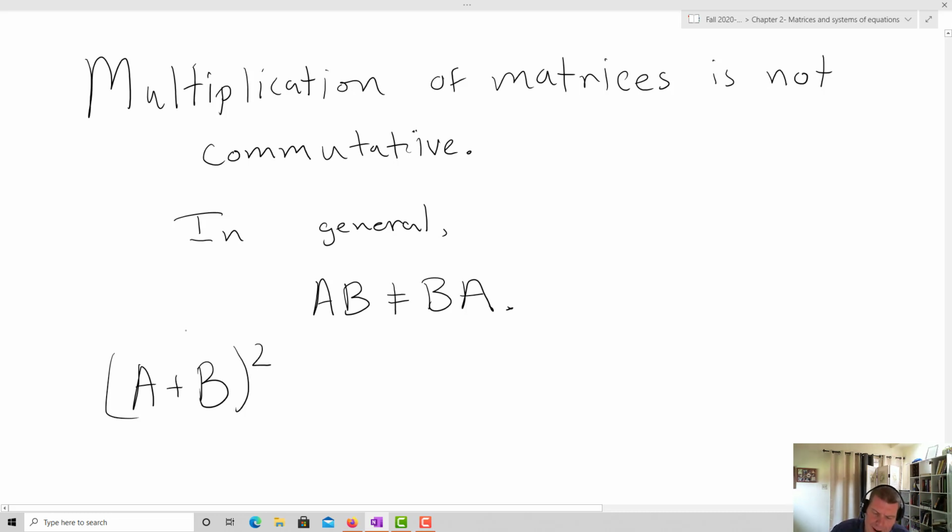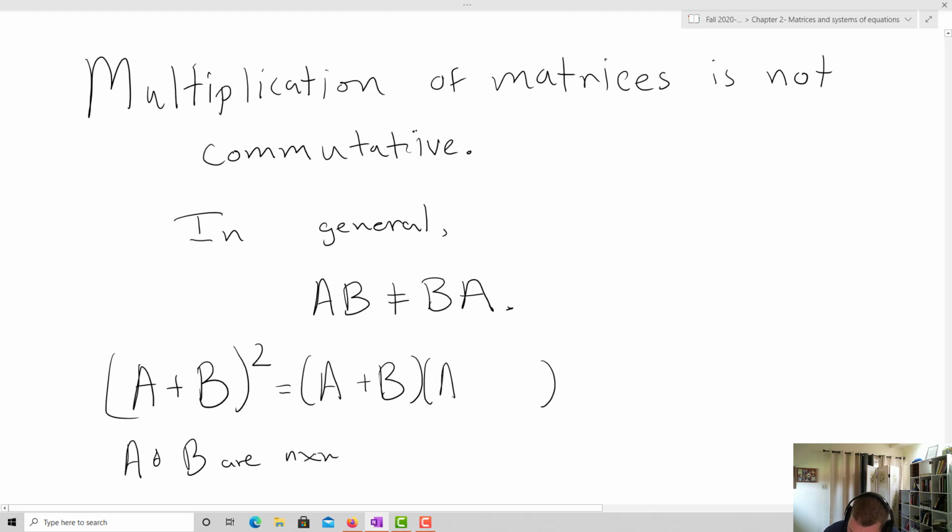Now, if we think about it like, oh, that's a perfect square trinomial, shouldn't that be A squared plus 2AB plus B squared? Well, we have a problem. What we do know is that this is going to end up being A plus B times A plus B. And let's assume that you can, in fact, multiply A and B. Let's say that they're both n by n matrices. That is, they're both square, so that this actually can happen.